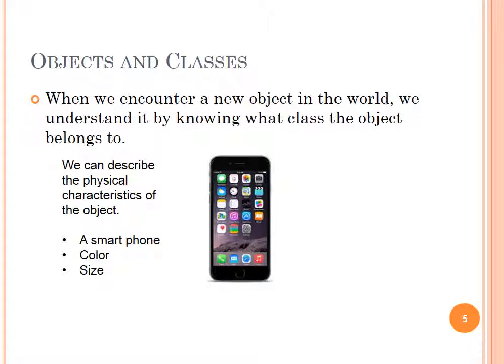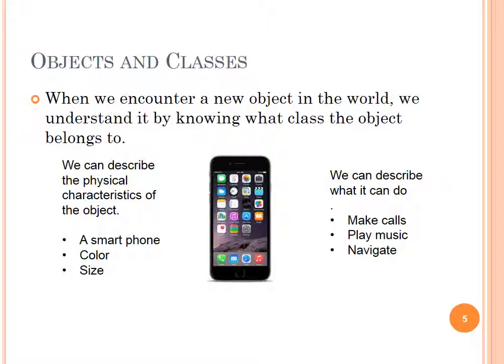Now, in addition to talking about what it looks like, we can also talk about what it does. Well, how do I know what this does? Well, because I know it's a smartphone. I know I can make phone calls with it. I can play music. I can navigate. I can settle bar arguments by asking Google. Okay? How do I know that? All cell phones do those things. So I know how to use it.